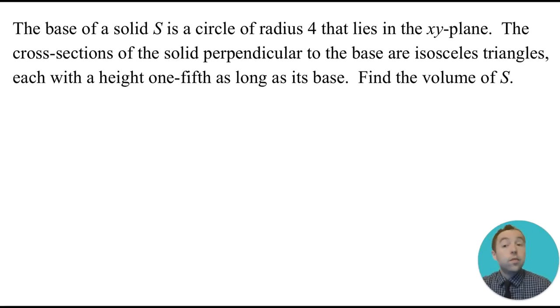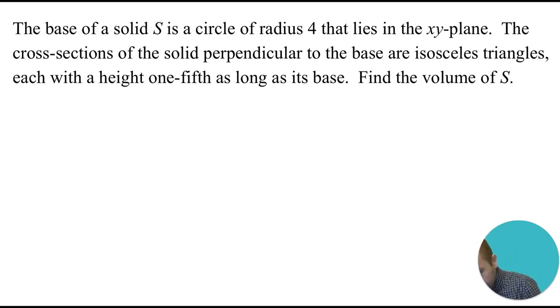We'll employ the use of the slice method to be able to find the volume of a solid here. We're given that the base of a solid S is a circle of radius 4 that lies in the xy plane. The cross sections of the solid that are perpendicular to the base are isosceles triangles that each have a height that is 1/5 as long as the base, and we want to find the volume of this solid S.